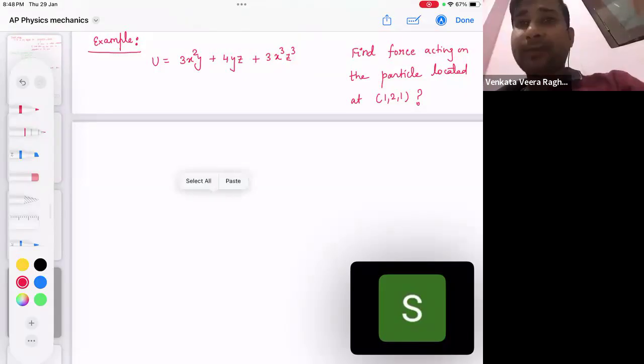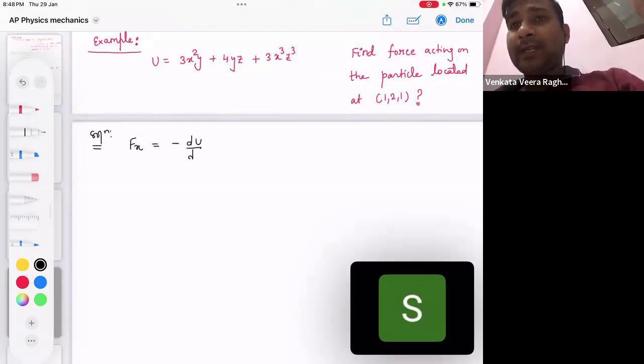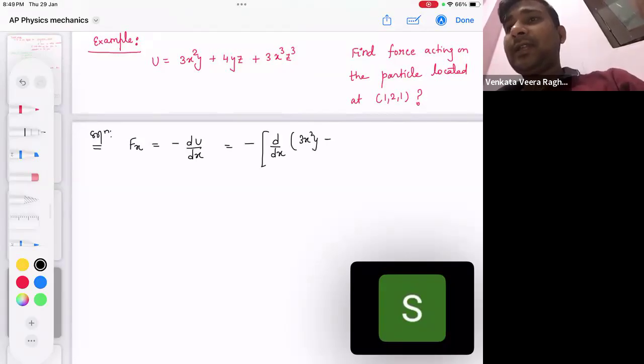Okay, so how do we calculate this one? To calculate the force, we should do the partial derivative. If I'm writing the force in the x direction, I will write it as minus dU by dx, which means I have to differentiate with respect to x. Whenever we are differentiating with respect to x, x will be the variable and everything else will be constant. That is the meaning of the partial derivative. So how much is that coming?